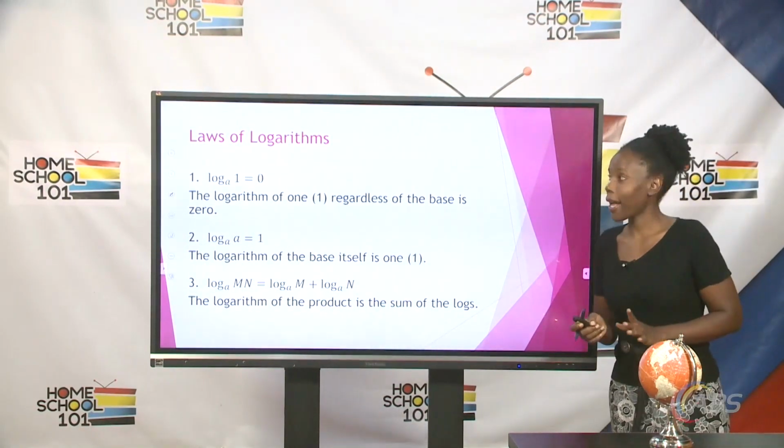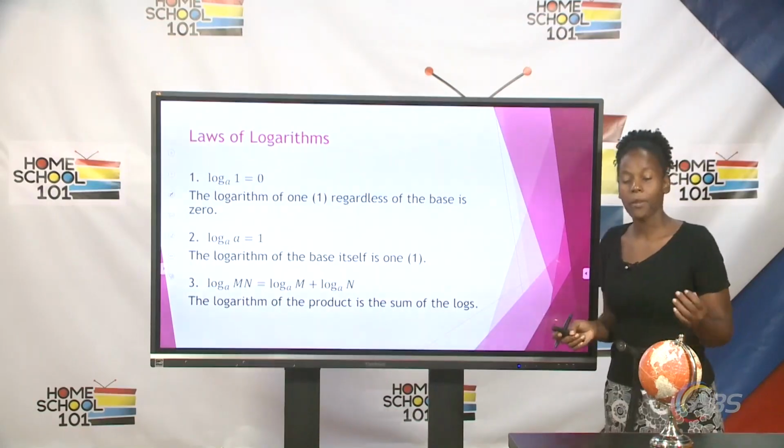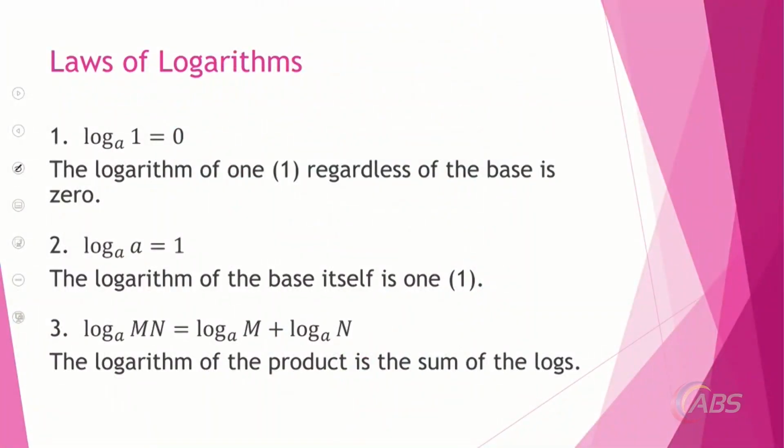Right, so we will look at some laws of logarithms, and we will use these laws when we're simplifying expressions or when we're solving logarithmic equations. The first law states that the logarithm of 1, regardless of the base, is 0. So it doesn't matter what the base is. Once we're finding the logarithm of 1, it will always give us a value of 0.